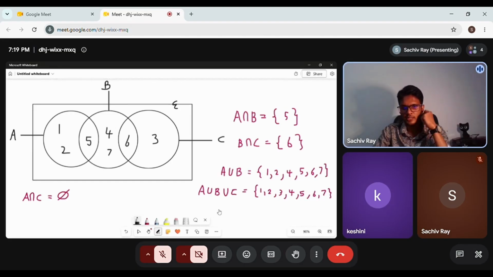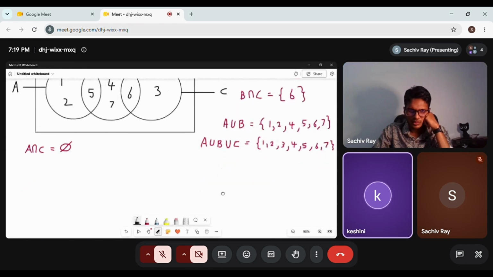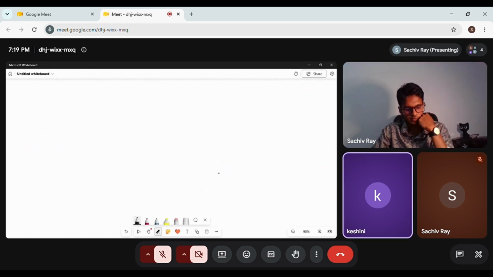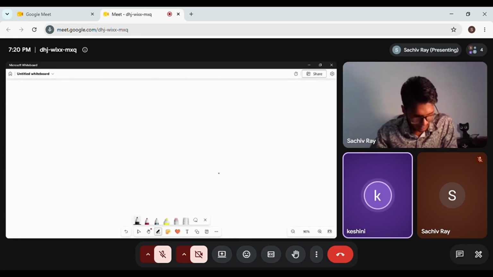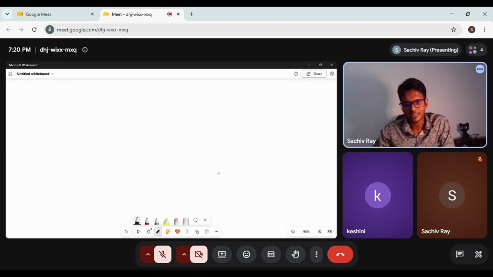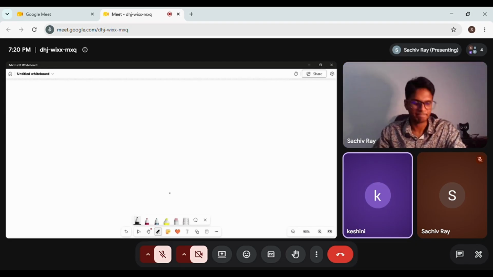Let us take a look at another example. Try to do this by yourself. The book is still closed, right? Yes, sir. Okay, so I'm going to give you an example from the book itself. Close all the textbooks.